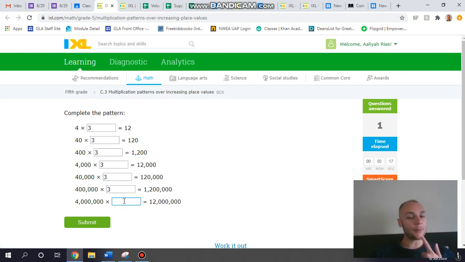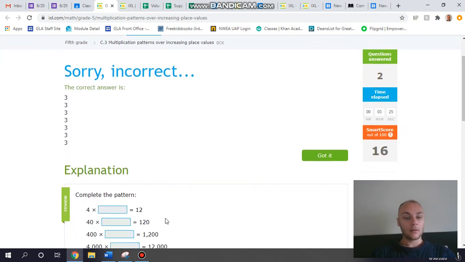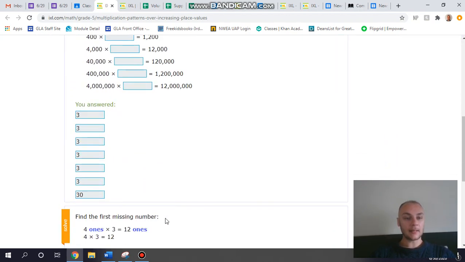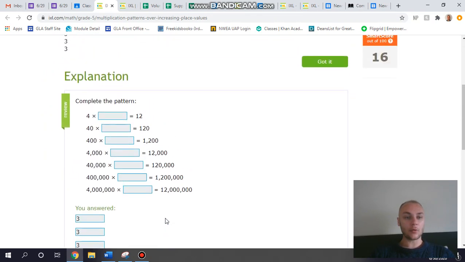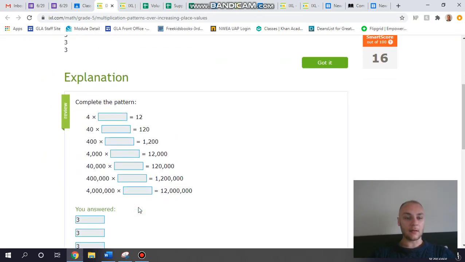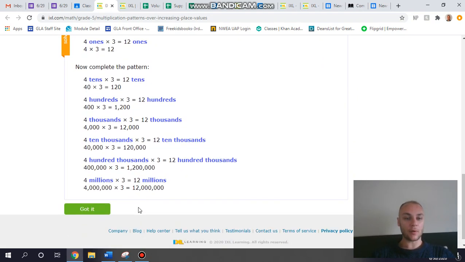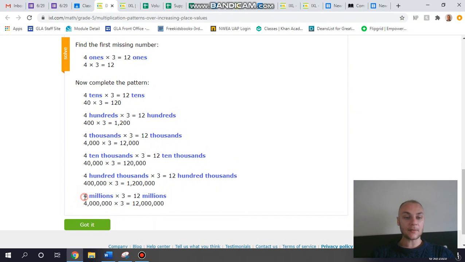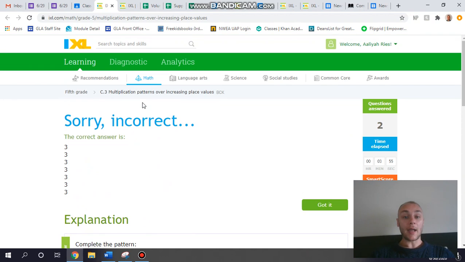Now I'm purposely going to put the wrong answer in my last one. I'm going to say 30. Let's see what happens when we submit it. It says that something was wrong. When I scroll down, it shows me what I did. And then it shows me which one was wrong. It shows me that my last one was wrong because 4 millions times 3 equals 12 millions. This is a much better way of explaining what Mr. Berkey was doing. 4 ones times 3 equals 12 ones. 4 tens times 3 equals 12 tens. I hope this makes sense.